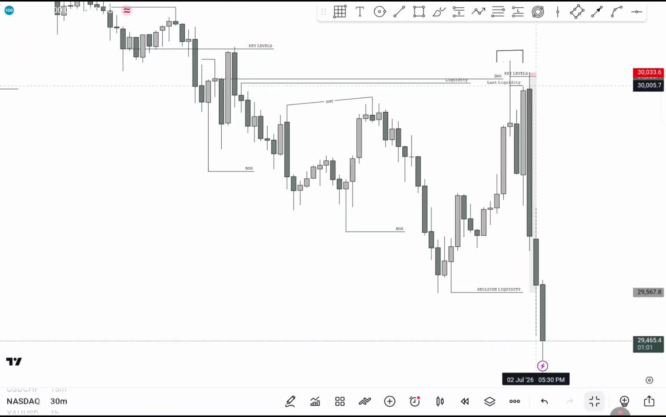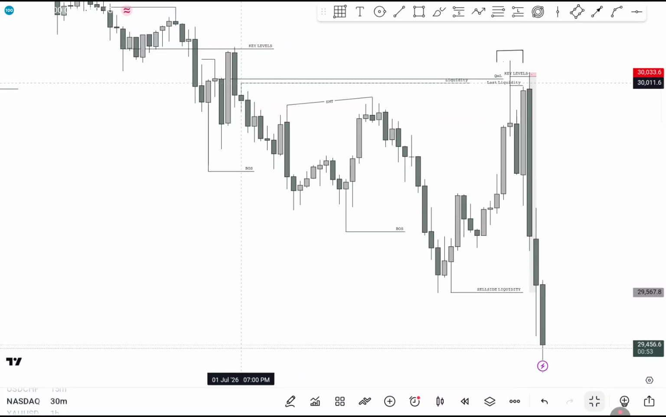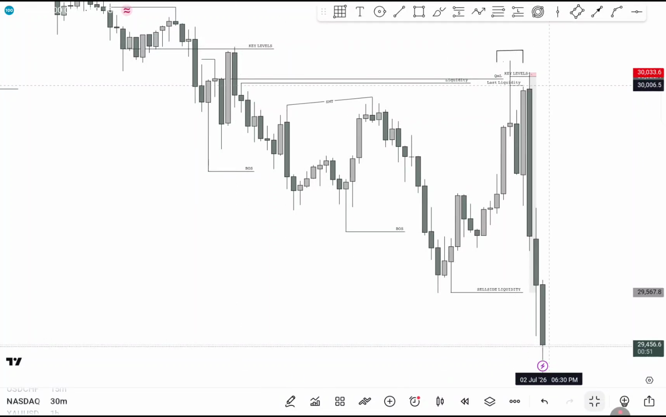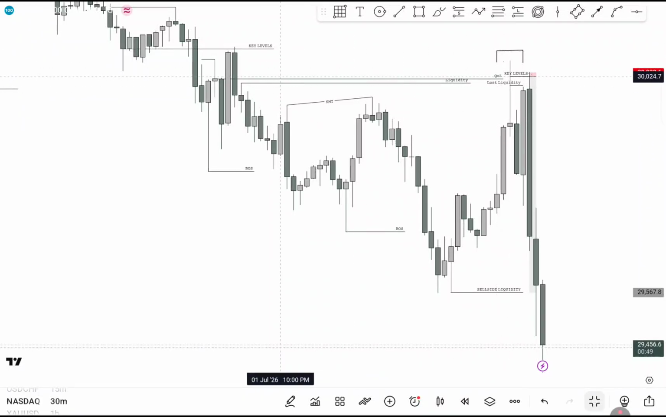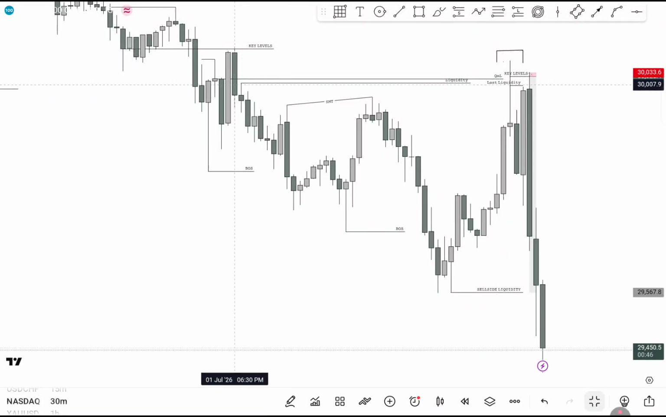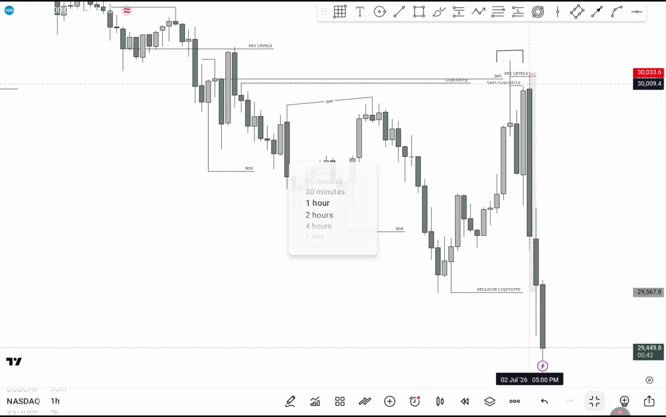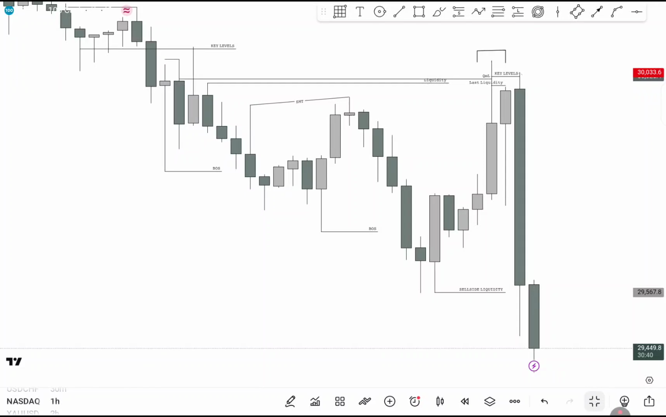to retest either the CE level or the 50%. So if you get some sort of manipulation like here, you can always use this hidden liquidity as your normal liquidity, because this was just manipulation, so the key level stays valid. It remains valid. That's why when you go to a 1 hour time frame, I saw a rejection.